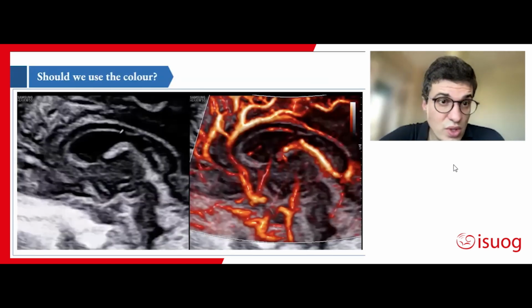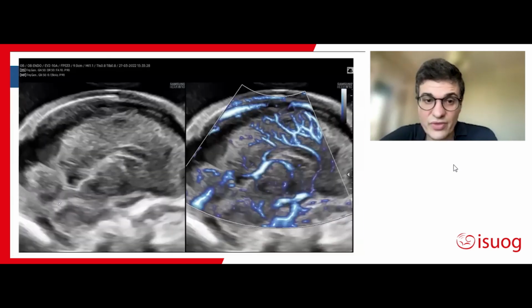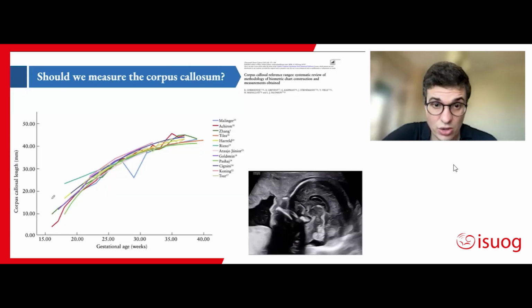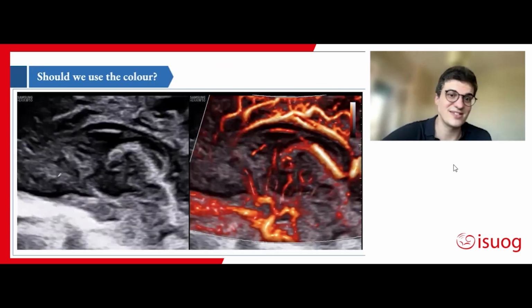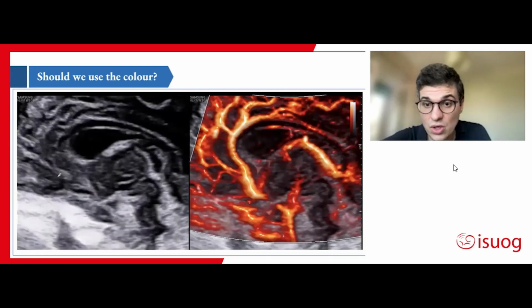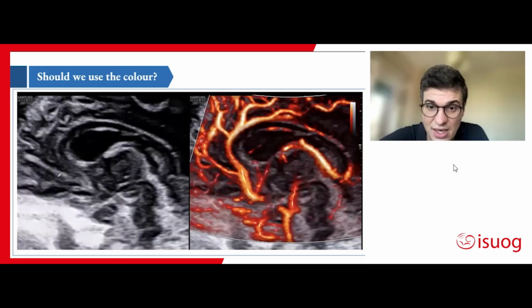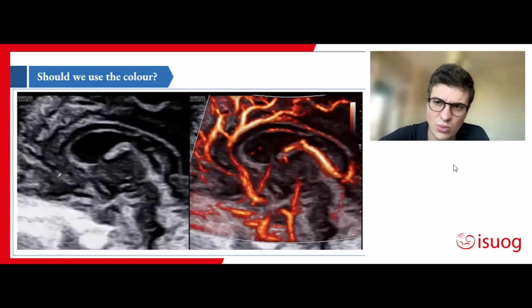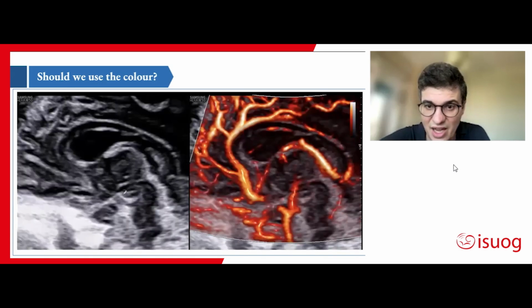Another issue: should we use color to identify the corpus callosum? And I know this is a very controversial question because in most of the cases, what we do in order to identify the presence of the corpus callosum is apply the color Doppler or power Doppler. Sorry, I'm just still messing up with the slides. However, in order to look at the entire normality of the organ, using the color Doppler is not, I would not say it's appropriate, it's just not enough. Why?